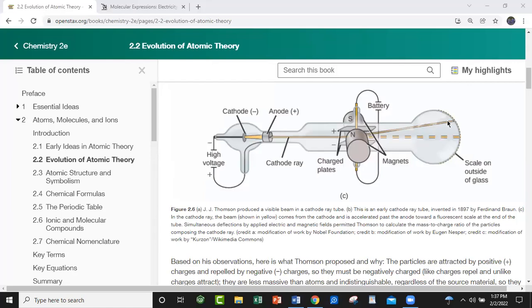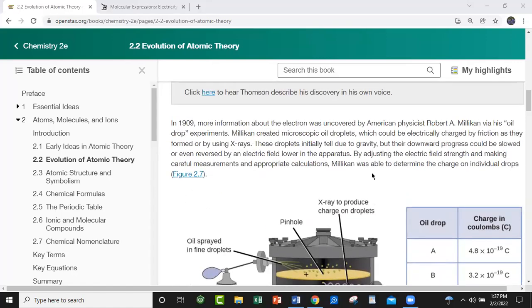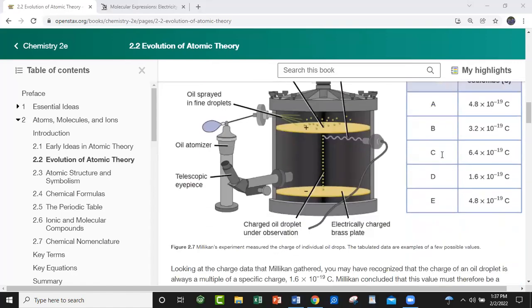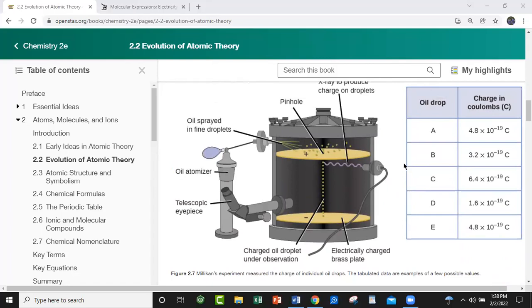Let me make sure that this number is correct. Oh, hold up. I need to go back to my iPad too. Sorry about that. Because you can't see what I'm writing. All right, but let me show you his apparatus first, and then I'll go back to my iPad.